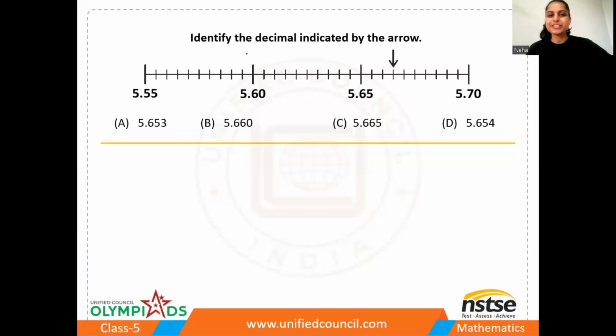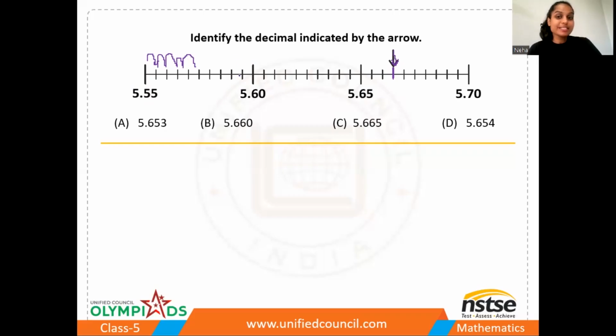So here, students, on the screen you can see one question. The question is that identify the decimal indicated by the arrow. All right, so there is an arrow which you can see here, right? This is an arrow which is indicating this point. So what we have to do in this question, we have to tell which number this represents. Okay, so some numbers are there, right? 5.55, 5.60. Okay, so if this is 5.55, then this will be 5.56, 5.57, 5.58, 5.59, and then 5.60.